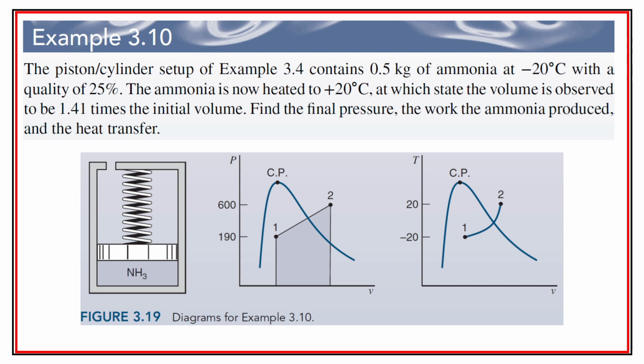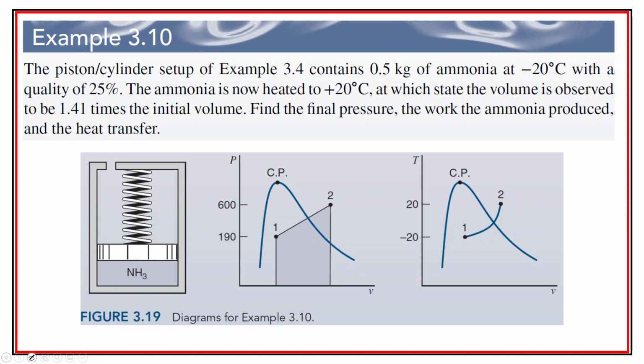Here's another example out of our book. Example 3.10. All right, so we have a piston cylinder setup that looks like this below. It contains 5 kilograms of ammonia at negative 20 degrees Celsius with a quality of 25%. So now you know that it's a mix, right, with a quality. The ammonia is now heated to positive 20 degrees Celsius, at which state the volume is observed to be 1.41 times the initial volume. Find the final pressure, the work the ammonia produced, and the heat transfer.